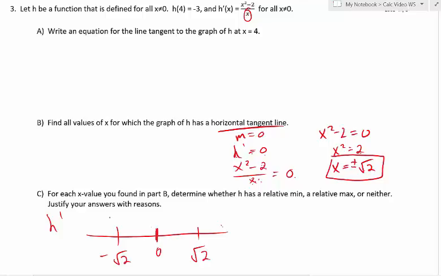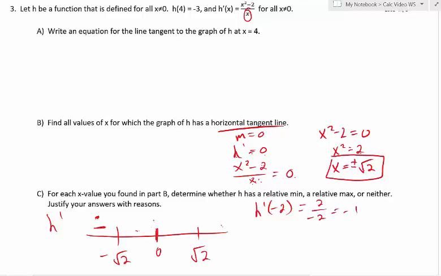If I test a convenient number from this interval, I could use like -2, for instance, because square root of 2 is about 1.4. So testing -2 is going to be to the left of -1.4. Plugging -2 into the derivative gives me 4 minus 2 on top, and -2 on the bottom gives me a negative result. I'm going to put a little negative there to signify that.